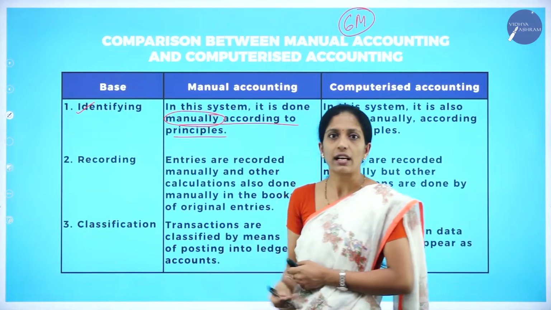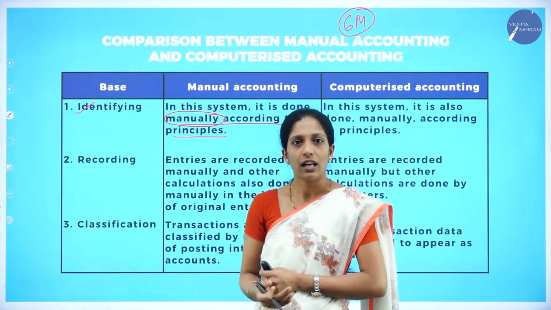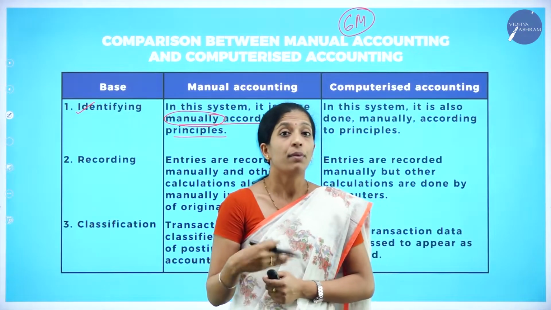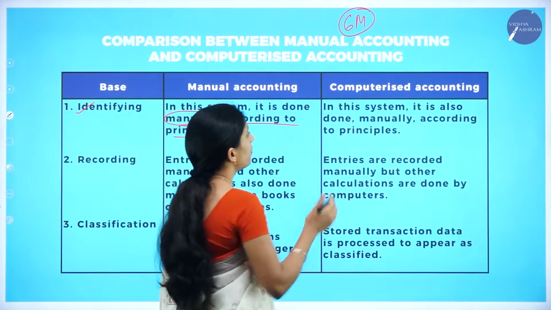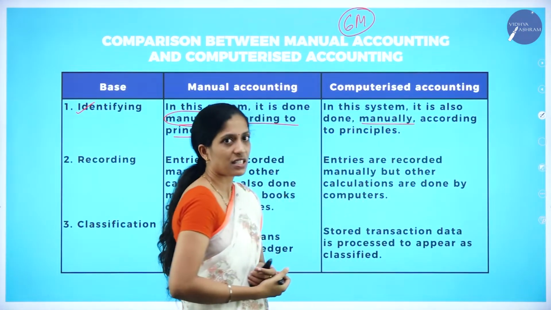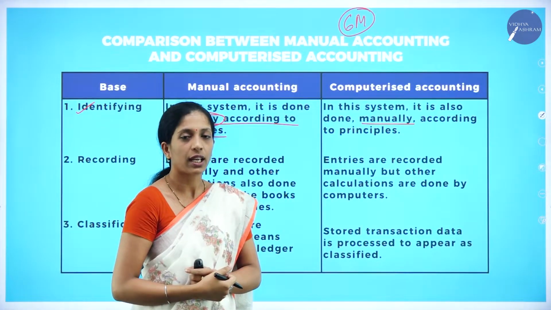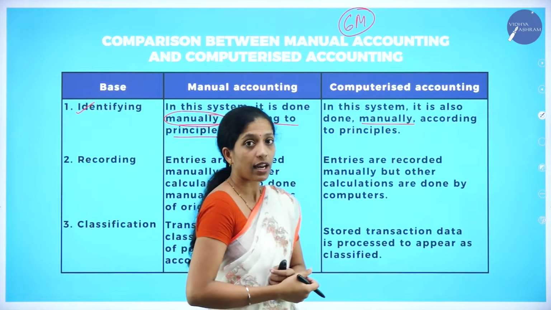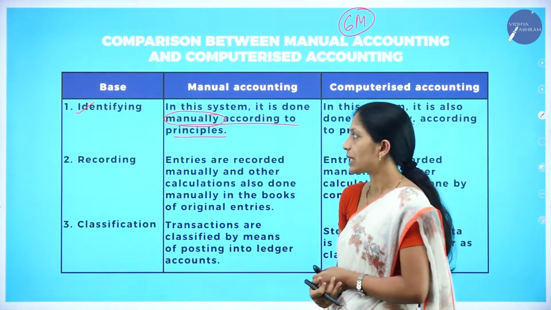So, under manual accounting system, it is done manually according to the accounting principles. But compared to computerized accounting system, in this system it is also done manually according to the principle. Here also, identifying will be done manually. So, identifying the transactions will be done manually according to the accounting principles.